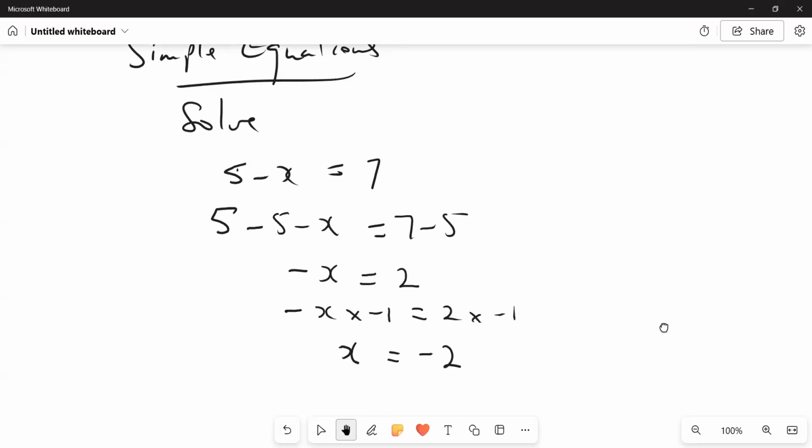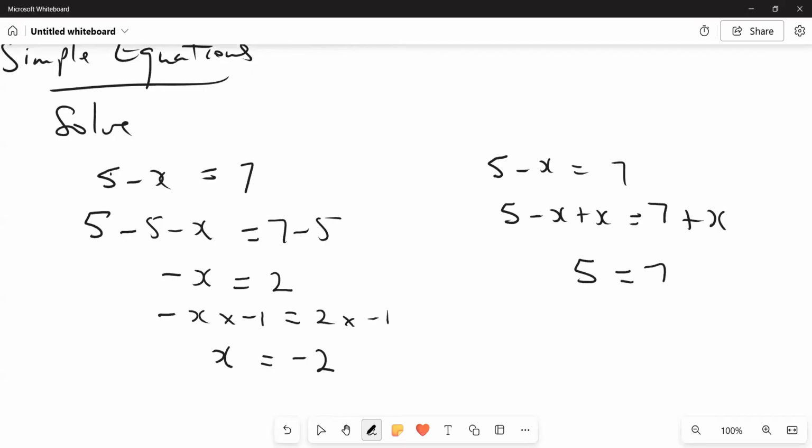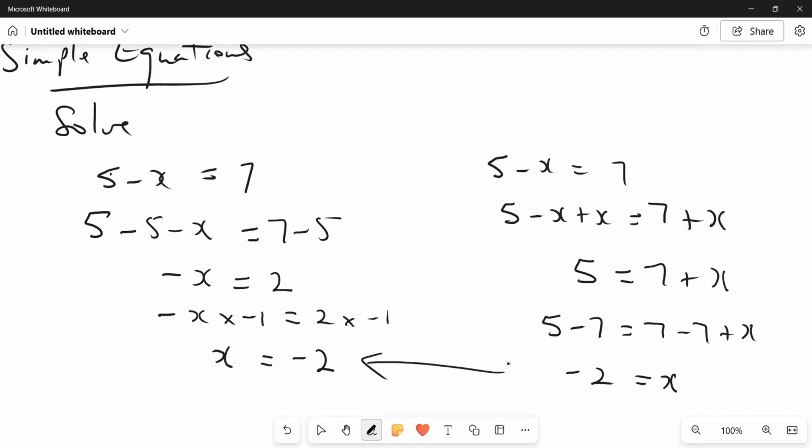Another approach, maybe I can slide this down right here. Another approach is that you can take 5 minus x equal to 7, right? And add x to both sides. So you get 5 minus x plus x equals 7 plus x, right? So I added x to both sides. So over here it becomes 5 equal to 7 plus x. And then we take 7 from both sides. So you get 5 minus 7 equals 7 minus 7 plus x. So this becomes minus 2 equal to x, which is the same answer, right?